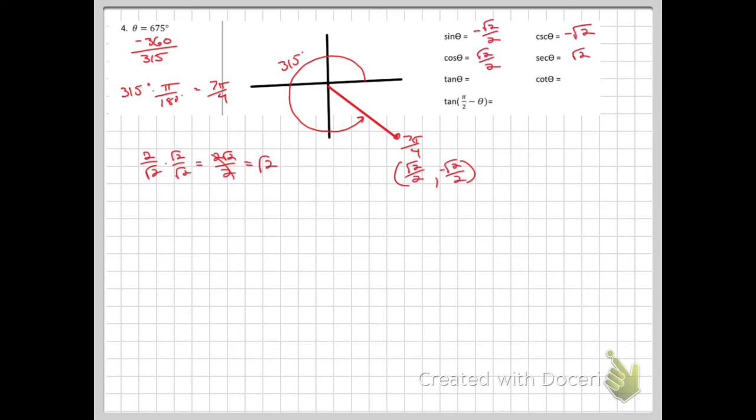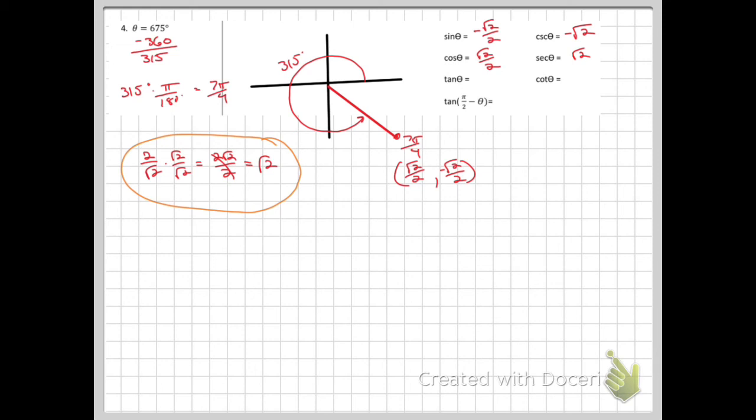Okay, so the coordinates at 7 pi over 4 are positive root 2 over 2 because it's to the right, and negative root 2 over 2 because it's down. Y is the answer to sine, x is the answer to cosine. I flipped them over. I did show you one time over here, rationalizing. When you rationalize root 2 over 2, you just get root 2. When you rationalize negative root 2 over 2, you just get negative root 2.